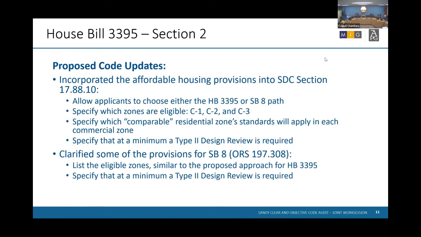So as part of what we propose, as you'll see on the next slide, we made some decisions about what those comparable zones are. I actually don't have them spelled out here, but I think for C1 and C3, we specified the R2 zoning district. And for C2, we specified the R3 zoning district. So basically, the highest density zone standards would apply in the general commercial zone, and moderate density residential standards would apply in the more village and downtown zones.